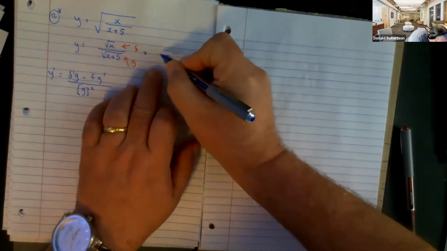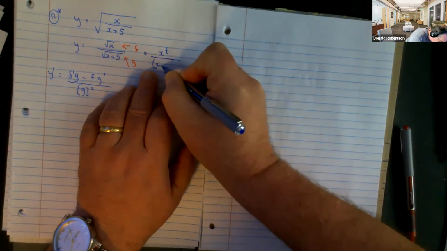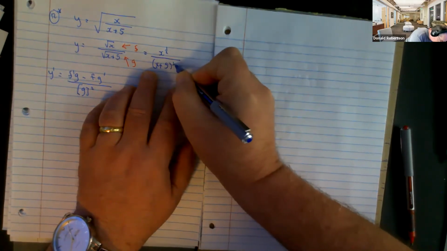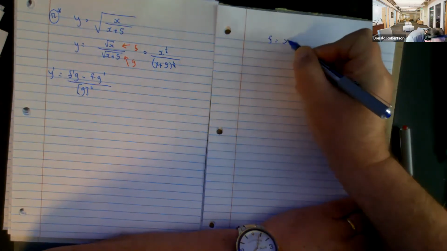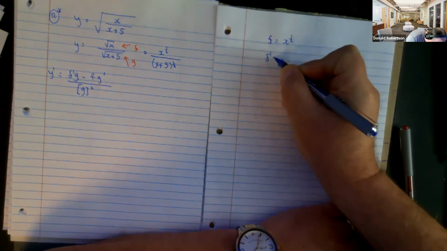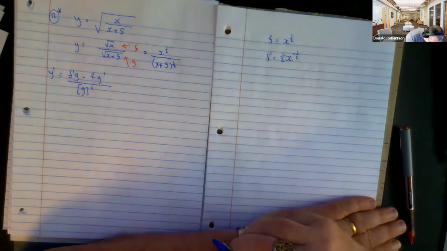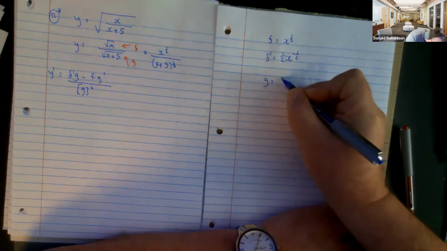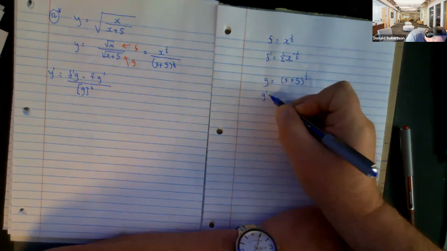Now, when you get ugly ones like this, I have to rewrite them as fractional powers because I'm going to have to differentiate. And we can't differentiate square roots, but we can differentiate x to the half. So over here, I have got f, and its derivative is now a power rule: 1/2 x to the -1/2. Just leave it alone. Then we're going to have g, which is x plus 5 to the half. We're going to differentiate that.